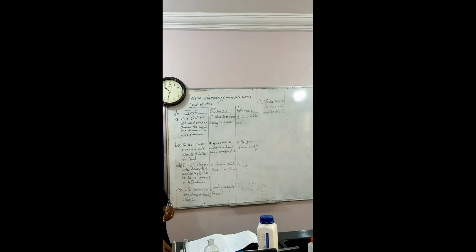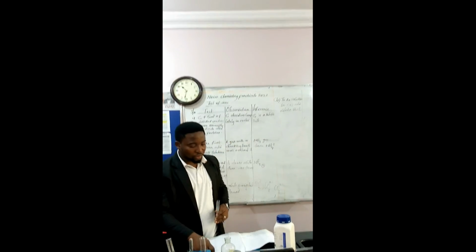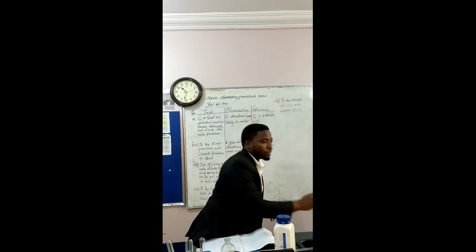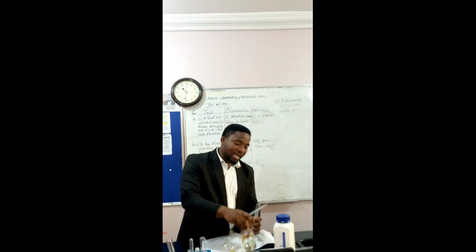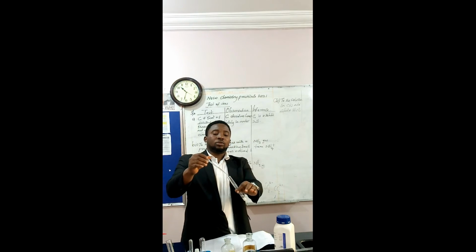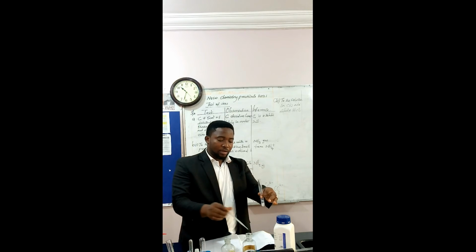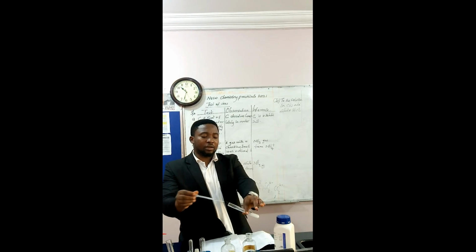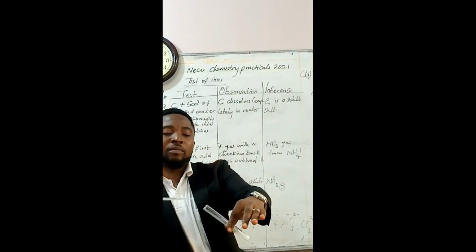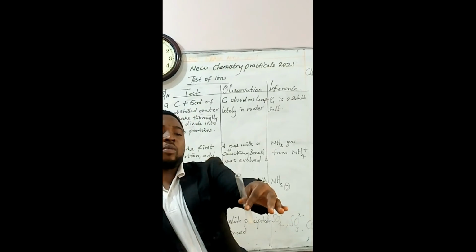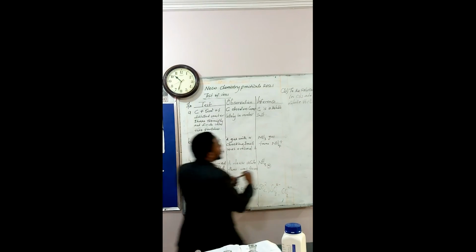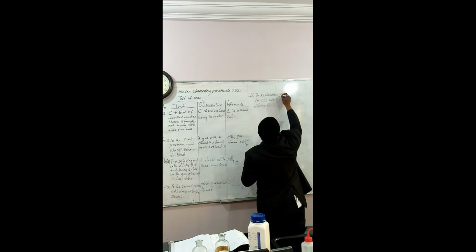So I'm going to proceed to adding my dilute hydrochloric acid. So this is my dilute hydrochloric acid. I want you to observe closely. So when I add my dilute hydrochloric acid, you can see there's an effervescence and a colorless, odorless gas is coming out of the test tube. So what will be our possible observation and then inference?